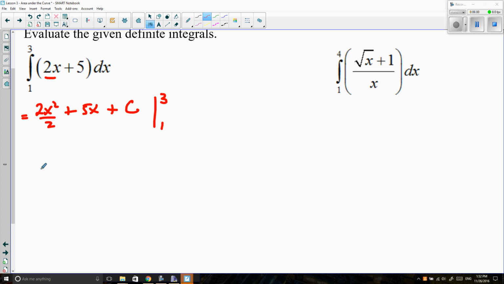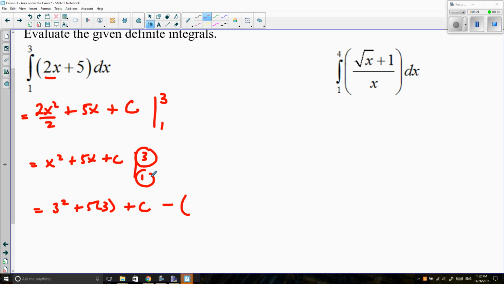Okay, so before I evaluate here, I can actually simplify this a bit more, because 2 over 2 reduces down to 1. So I get x squared plus 5x plus c. And we're going from 1 to 3 again. So I'm actually going to put in my numbers. The first number I put in is my upper limit. So I go 3 squared plus 5 times 3 plus c. And then I'm going to subtract my evaluation when I put in my lower limit. So I'm going to put in 1 squared plus 5 times 1 plus c.